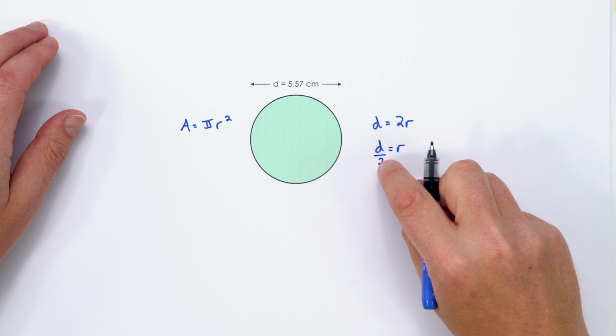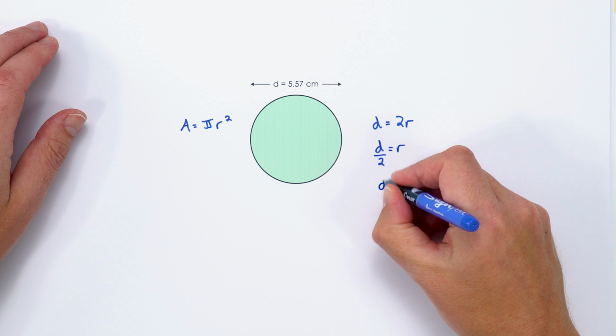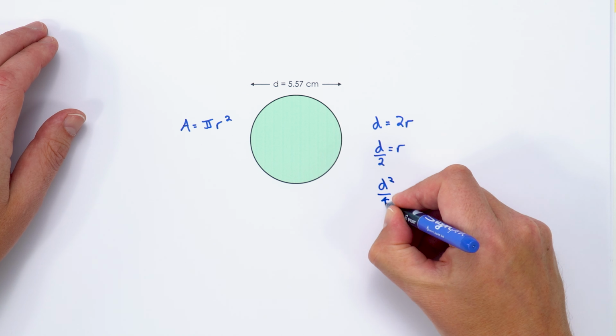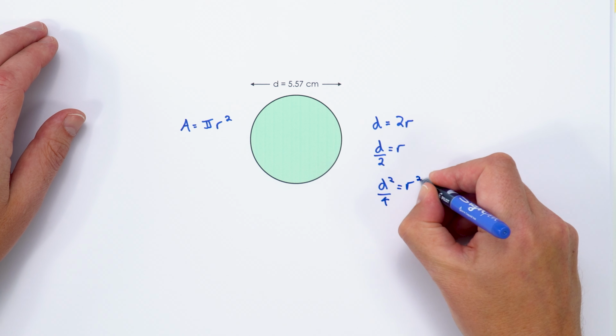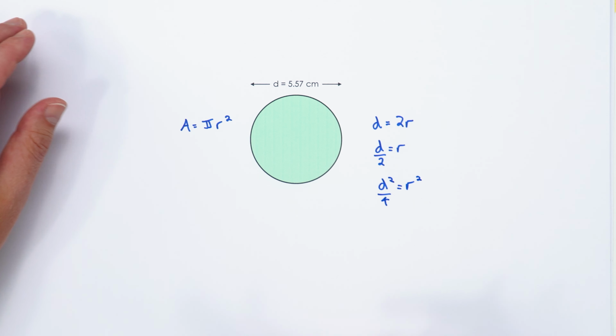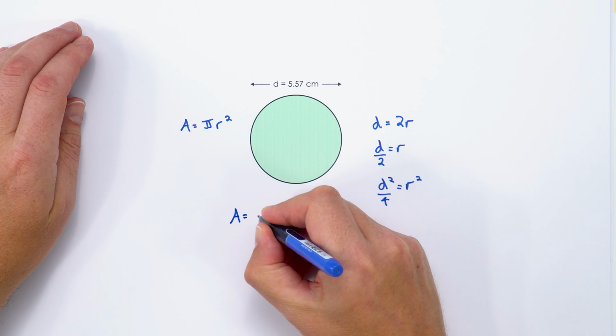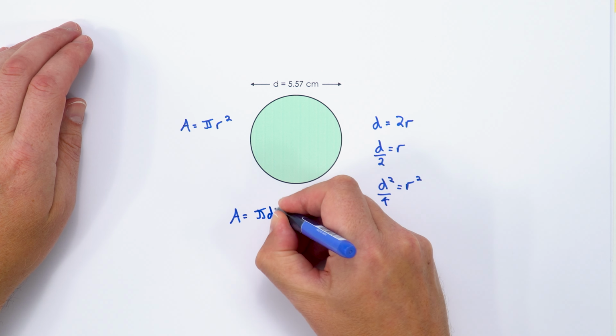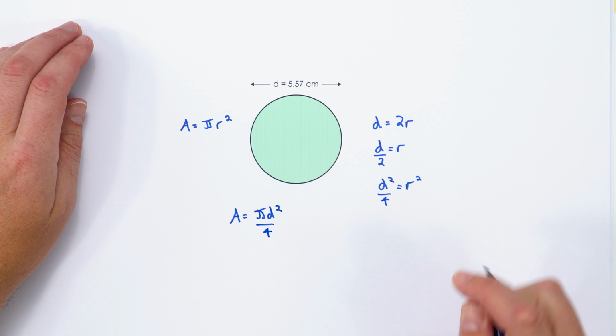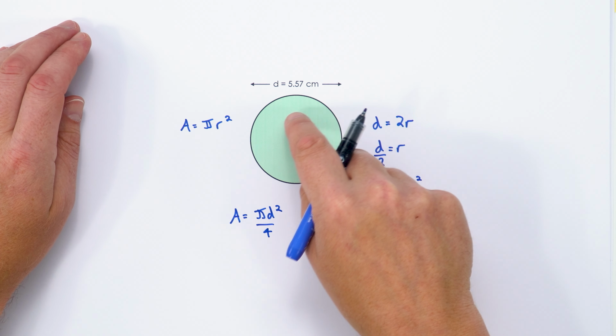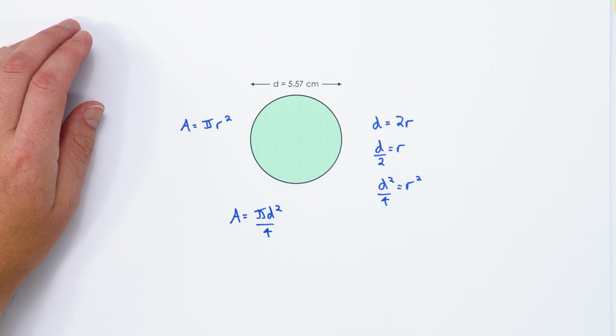So because d over 2 is equal to r, we can say that d squared over 4 is equal to r squared, and if we put this back into the equation, we get what I think is one of the most useful equations that comes up all the time in A-level, which is that the area is equal to pi d squared divided by 4. And if we know that, that means we can use this number directly in our subsequent calculations.